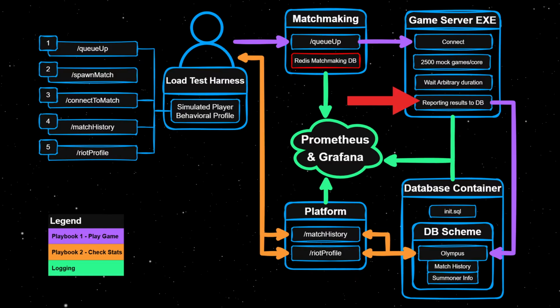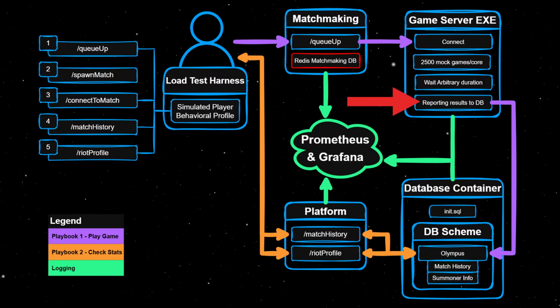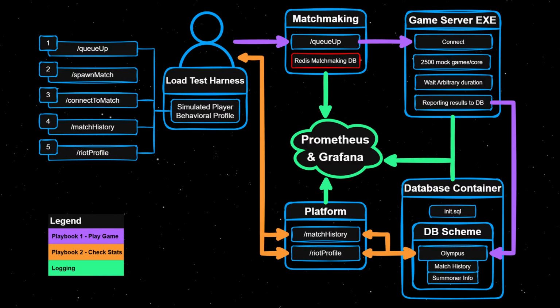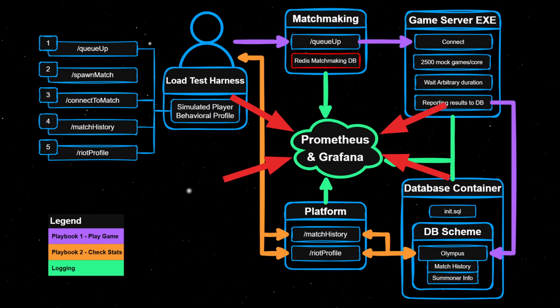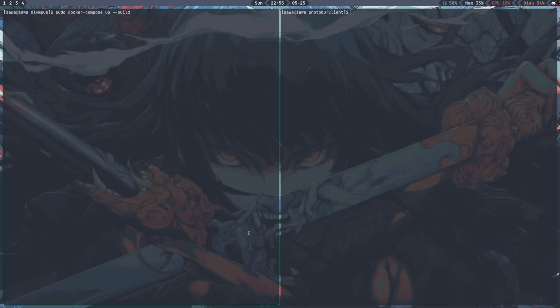At the end of a match, a pseudo-randomized data dump containing end-of-match results is produced and sent off to some of the databases. Now that the gameplay playbook has completed, the check stats playbook then runs. This simulates a player checking their match history and personal rank after a match. Lastly, as a simple visibility layer, all of these services push metrics to an instance of Prometheus, and the data is visualized in Grafana.